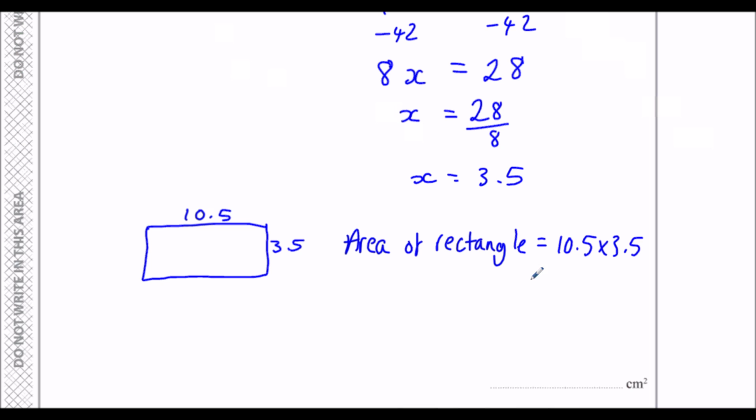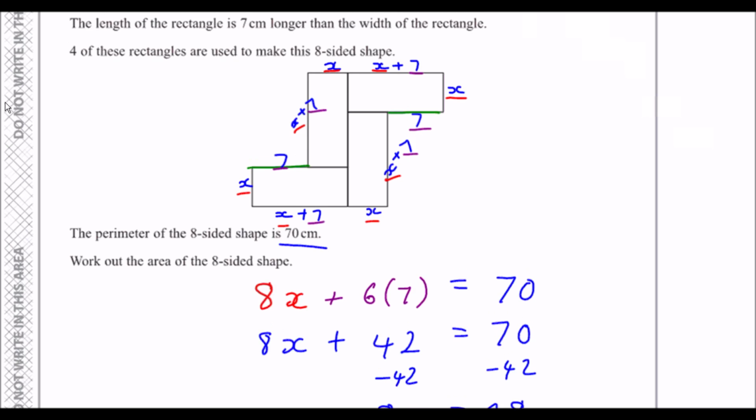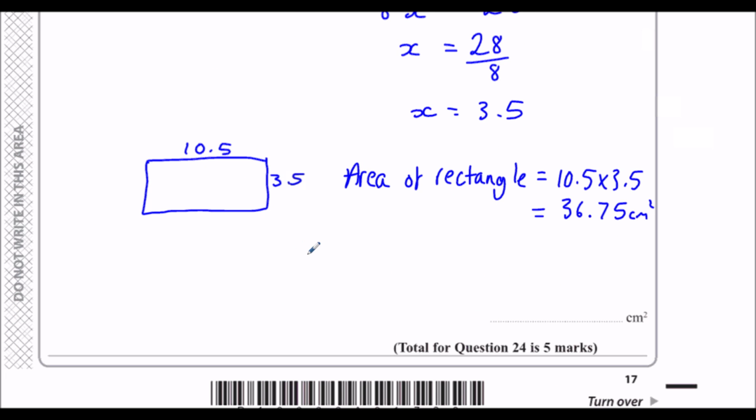That gives me 36.75. So that's one rectangle. There are 4 rectangles. So I've got 4 lots of 36.75. And that's 147 centimeters squared.